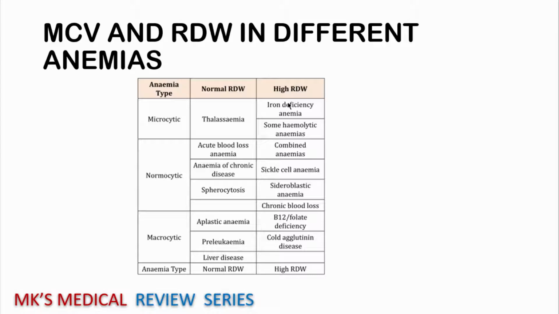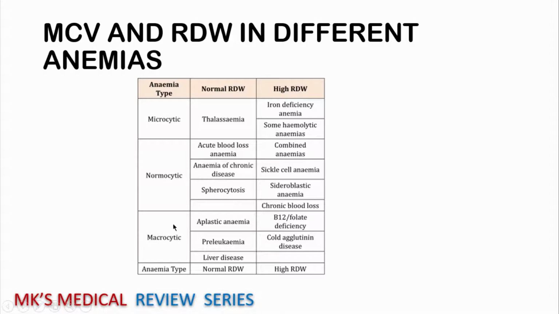So the fact that you're releasing these immature reticulocytes that are larger than the usual red blood cells will increase the size variation, so it will have a high RDW. So you may also see this in hemolytic anemias. Then with the normocytic anemias that have a normal RDW, things like acute blood loss anemia, anemia of chronic disease, spherocytosis, and then those that are causing a high RDW: combined anemias, sickle cell anemia, sideroblastic anemia, chronic blood loss.